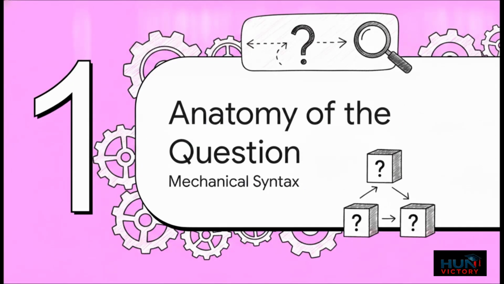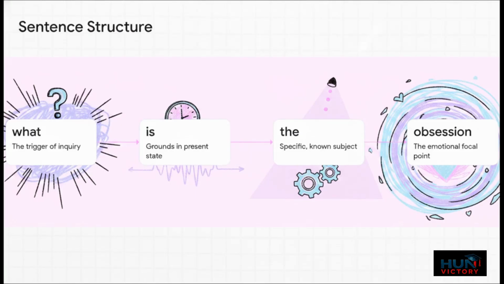Section 1. Anatomy of the question. Breaking down the mechanical syntax. Let's keep moving. Let's step through the syntax and see exactly how this builds. Step 1, we start with what. This is the trigger, right? It initiates the search for information. Then, step 2, is, which grounds the whole thing entirely in the present state. This isn't some historical reflection, it is happening right now.